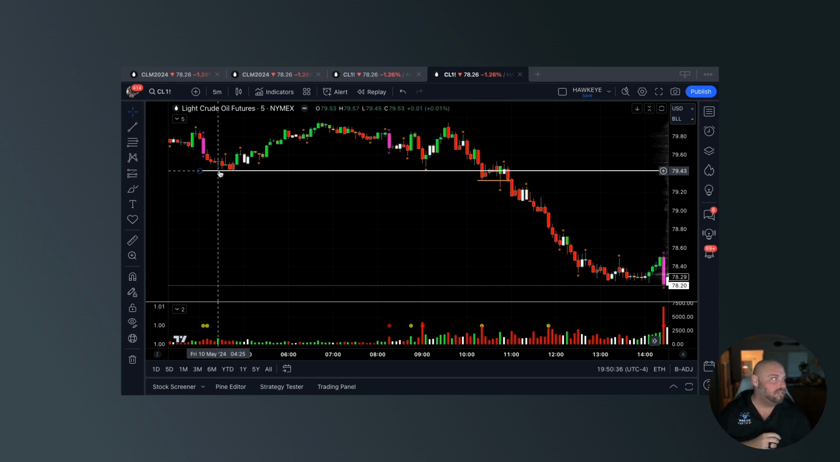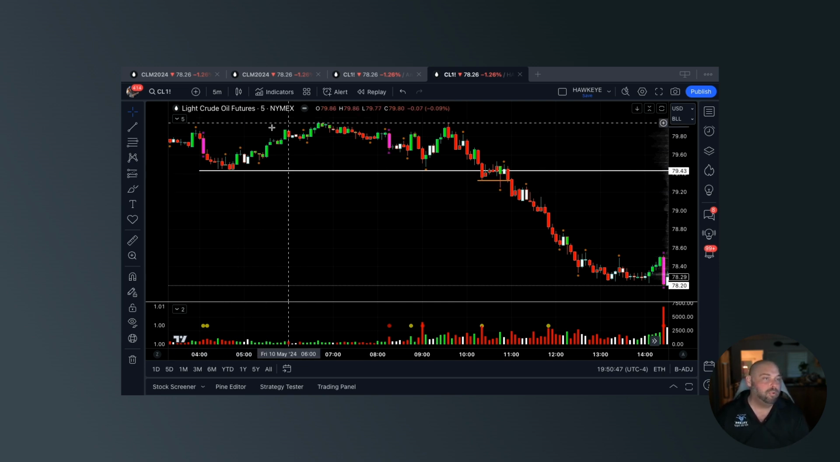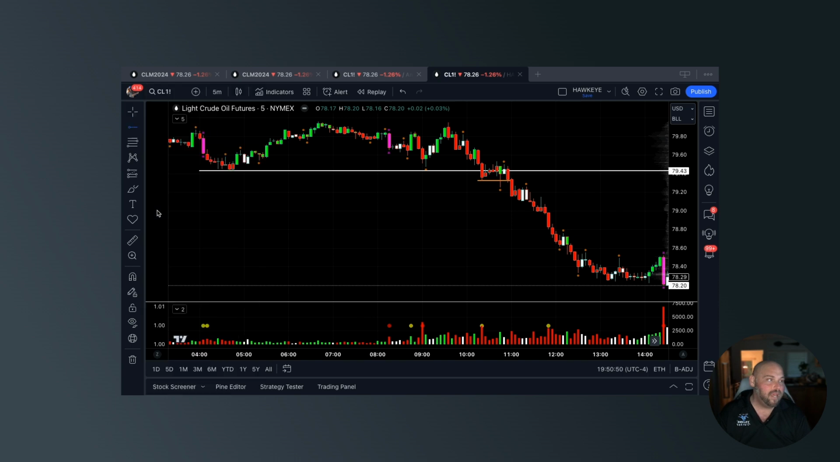Right here is the session low. This transpired around 4:40, 4:45 a.m. Eastern Standard Time, New York Seaboard. We come up and essentially place a double top. We fail to push any higher than this prior high. In fact, we didn't even penetrate the entire wick. You can see that we came right back down.